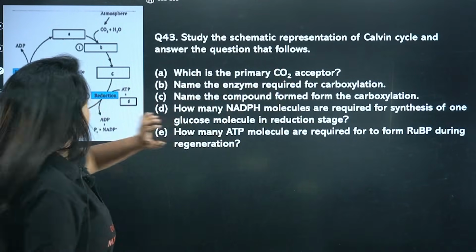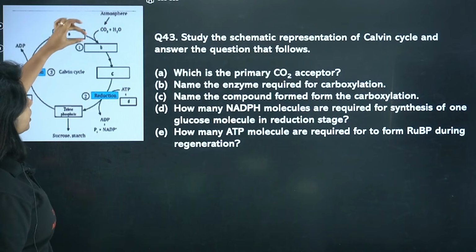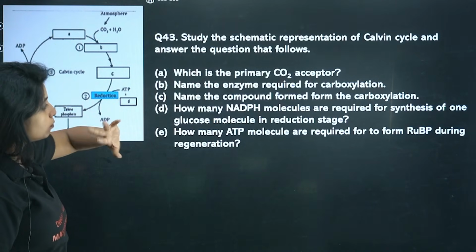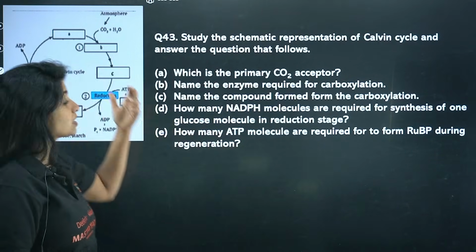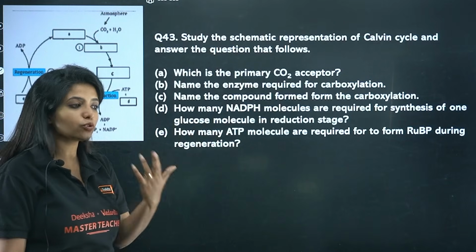So that is going to be the CO2 acceptor. Over here, this is ribulose 1,5-bisphosphate. It is going to accept the CO2. And what does it become? But before that, name the enzyme required for carboxylation. What is the enzyme that is required for this? You require Rubisco. What does Rubisco stand for?